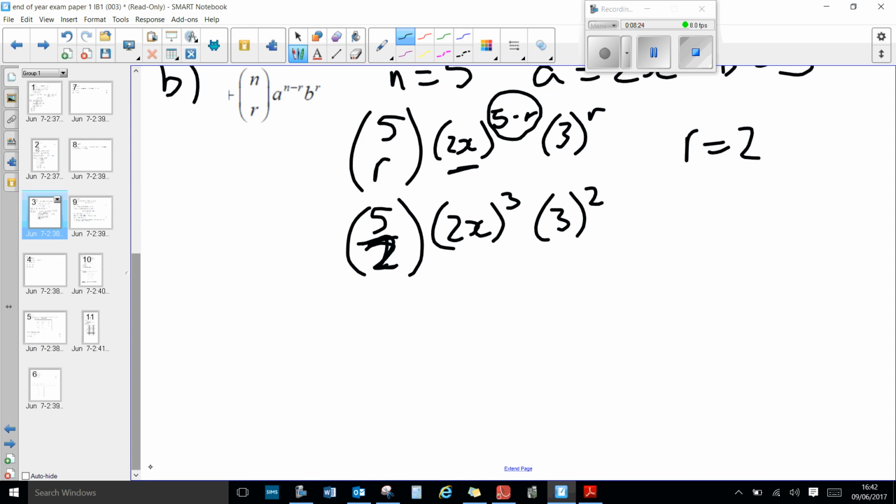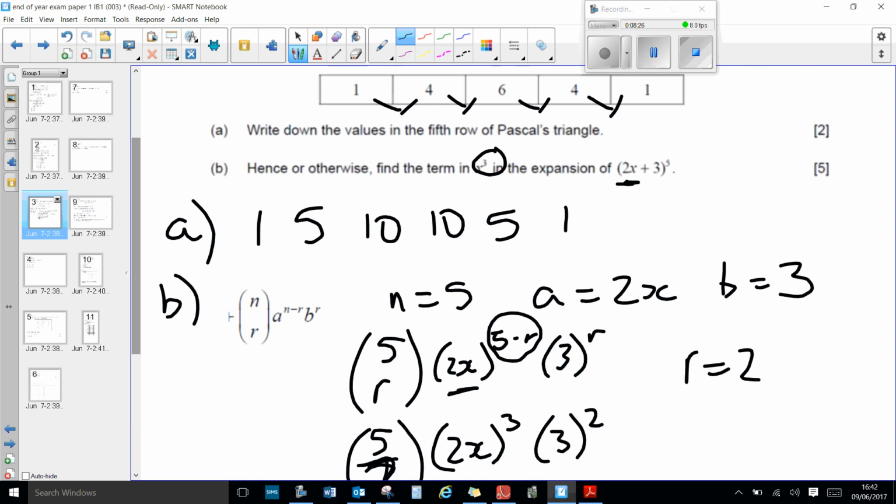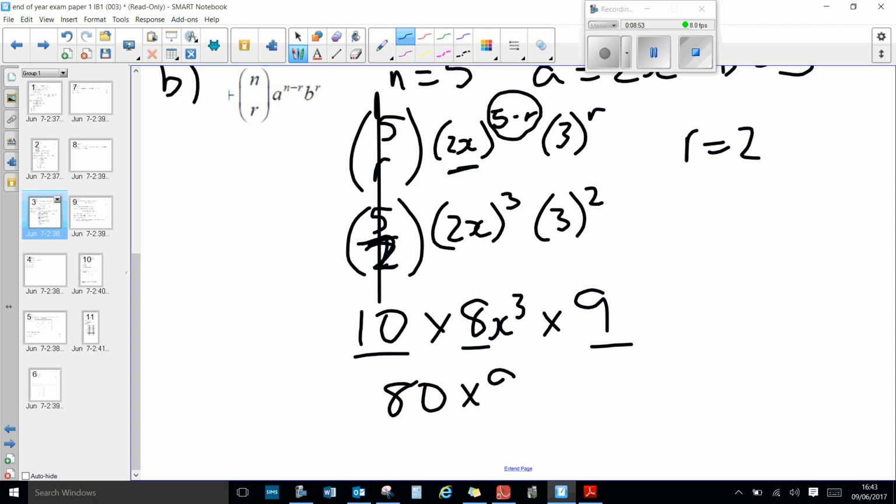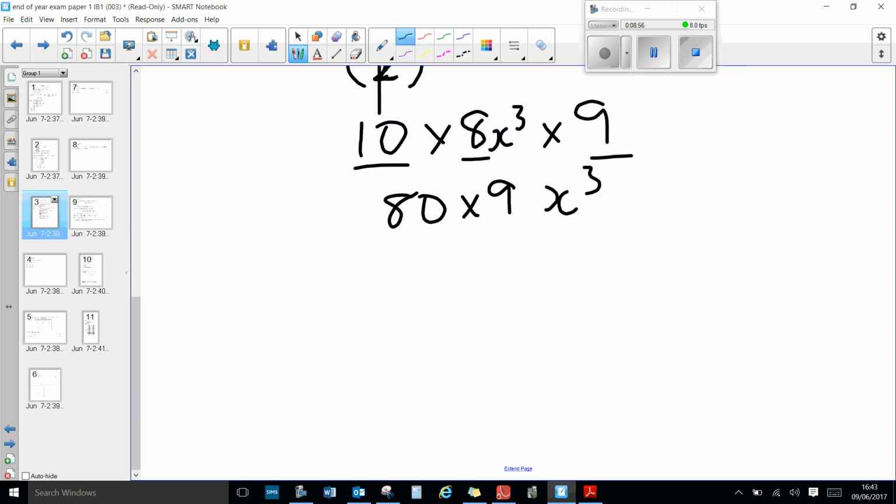Right, we don't have a calculator, but we've just established the fifth row of Pascal's triangle. Remember, we start at 0, 1, 2, so our value from Pascal's triangle is 10. So this is 10. 2x all cubed gives us 8x cubed, and 3 squared is 9. Obviously, we now just need to multiply these numbers together. So it's 80 multiplied by 9. 9 8s are 72, so 720.